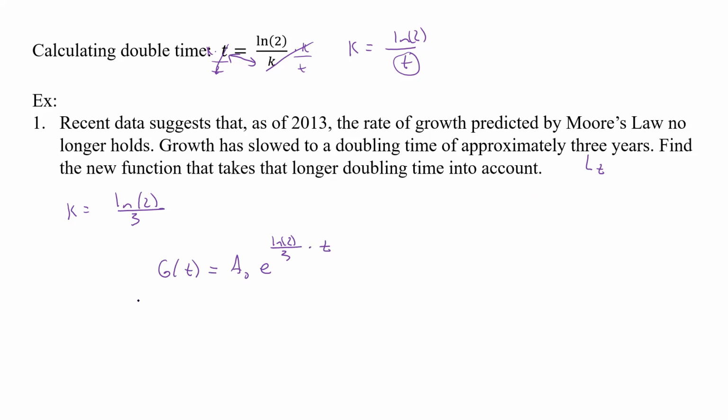Okay, and so that would be our new growth function for this new approximation of Moore's law, with t being 3 years instead of the normal doubling every 2 years. Okay, and so that would be our function. And again, it stems from t equals ln of 2 over k, and then we just had to solve for k, and so we divided by t instead. All right, so let's pause there and we'll come back for more.